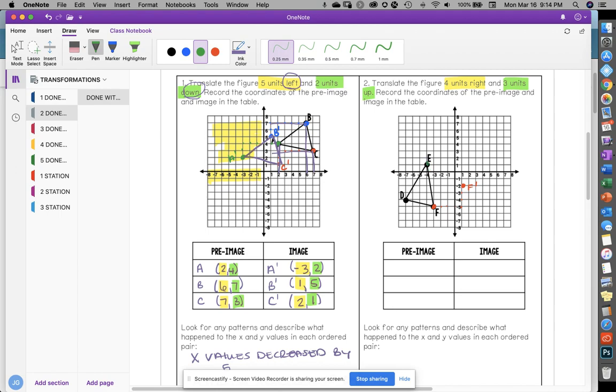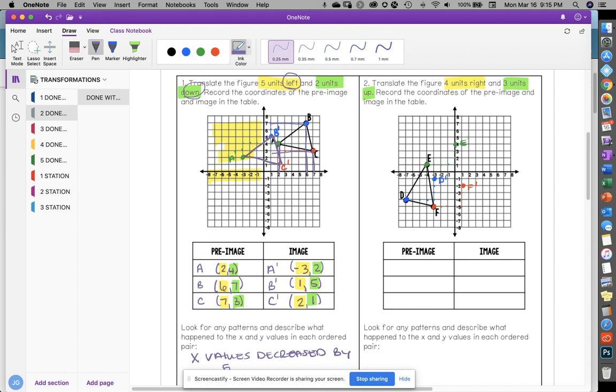So I'm going to grab my E now. I'm going to say 1, 2, 3, 4. And now 3 units up, 3. So there's my E prime. And then I have my D. So we have over to the right 4. So we're going to go 1, 2, 3, 4. And now go 3 up. 1, 2, 3. So that'll be my D prime.